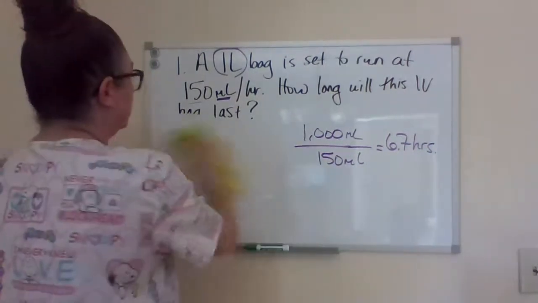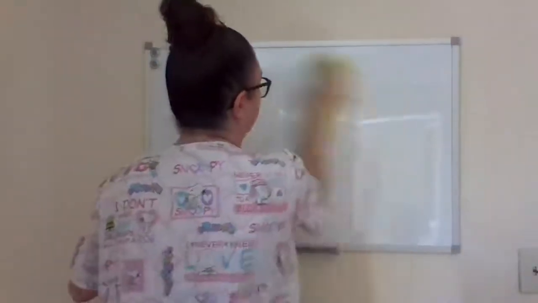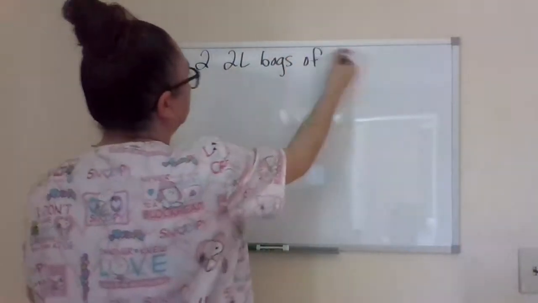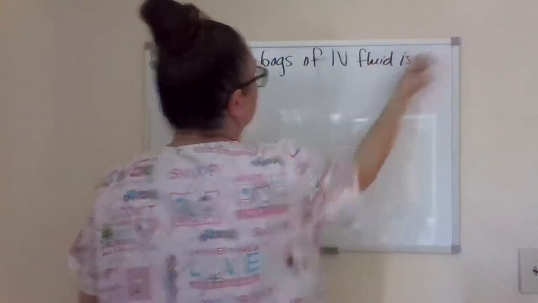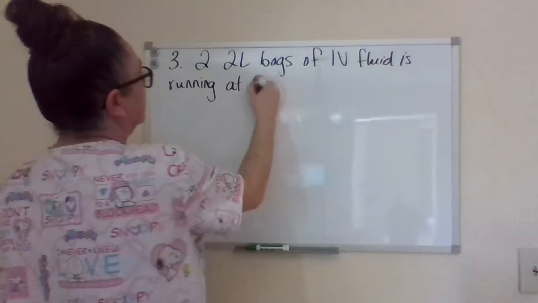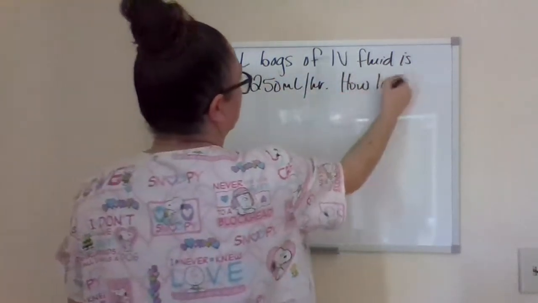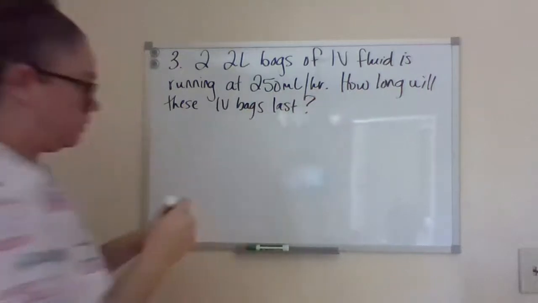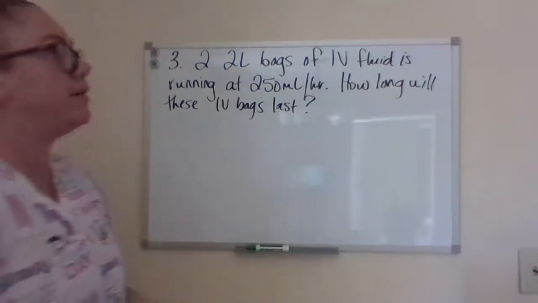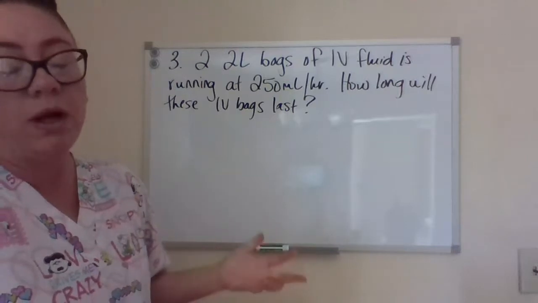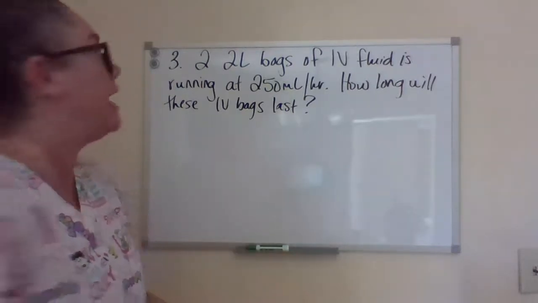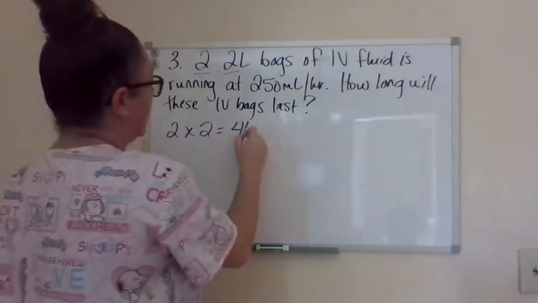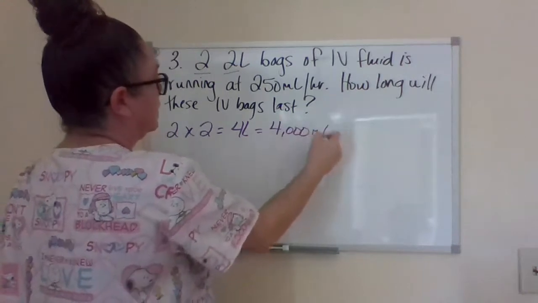Okay. Now they're going to try to throw some curveballs in here. All right. So look at the curveball. It says two 2 liter bags of IV fluid are to be running at 250 mLs per hour. How long will these IV bags last? So two liters, okay? So two times two is four, right? So a total of 4 liters, which is 4,000 milliliters.